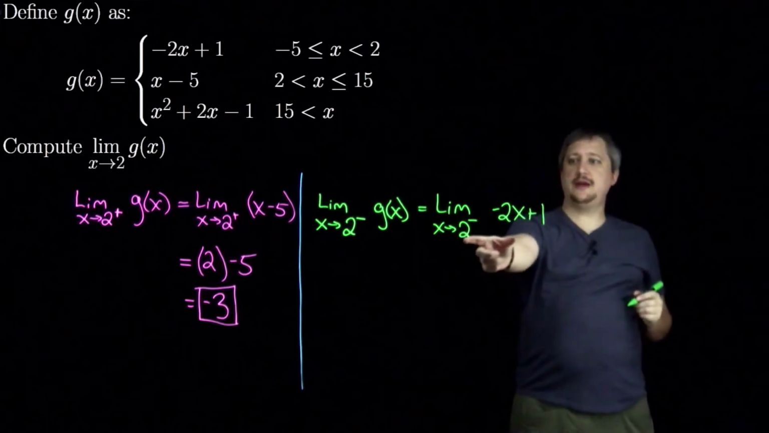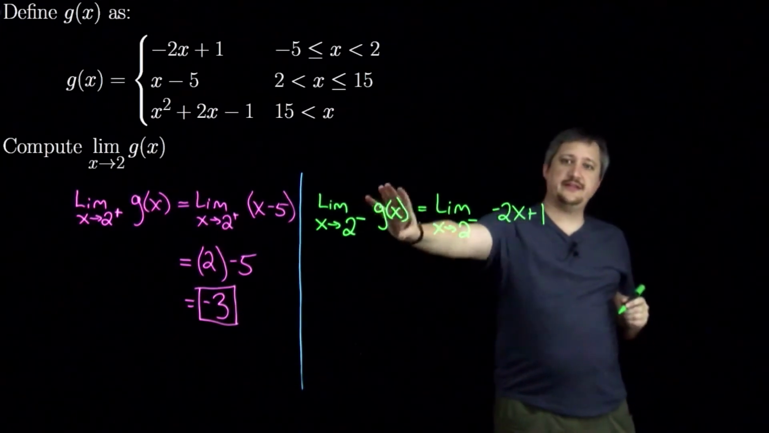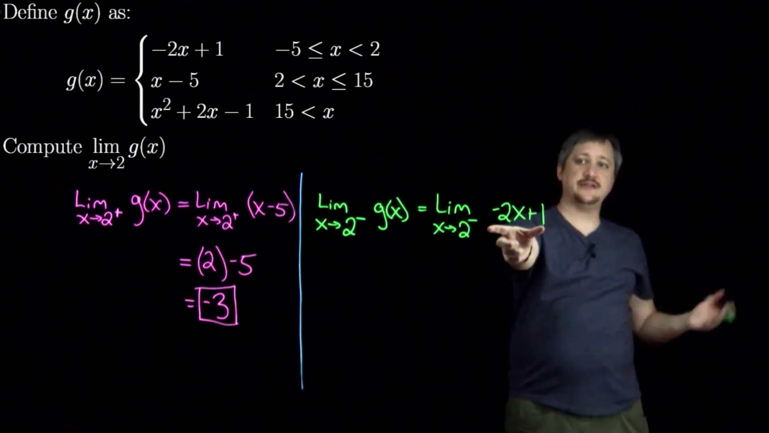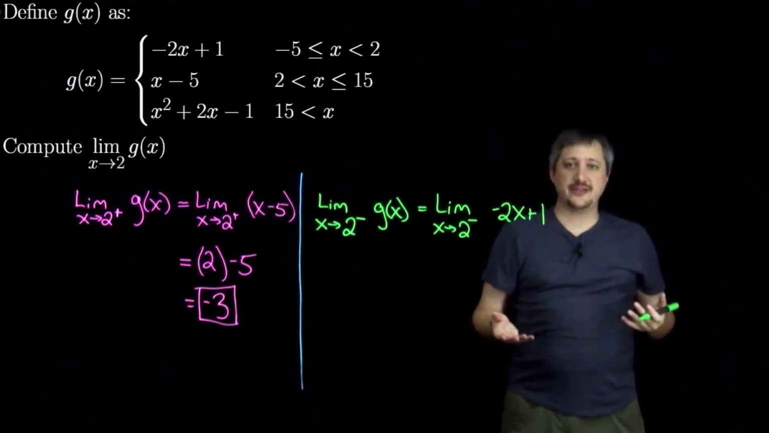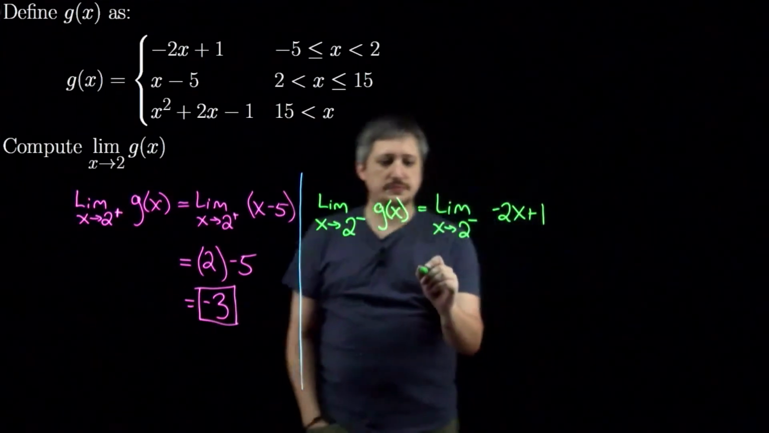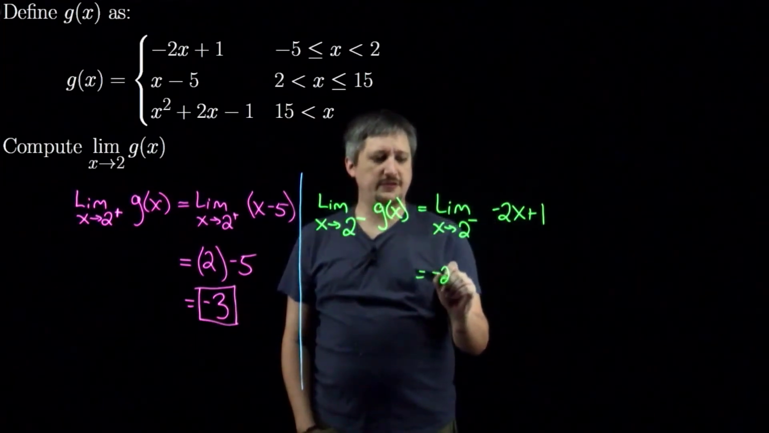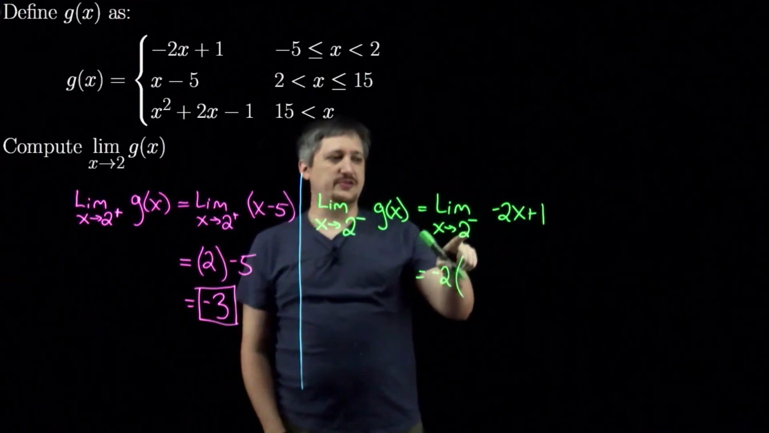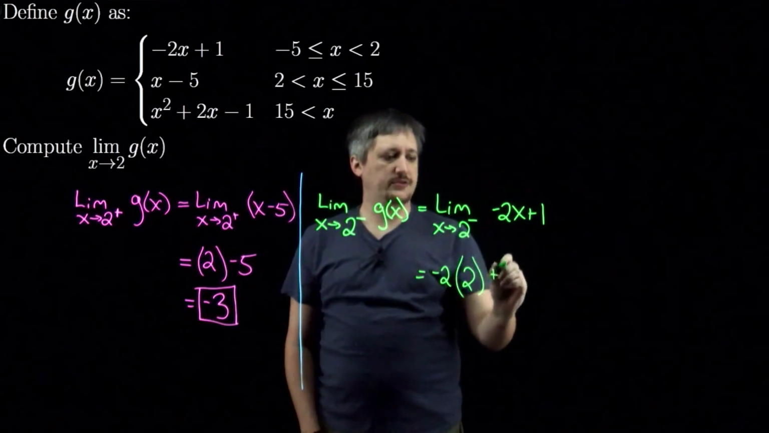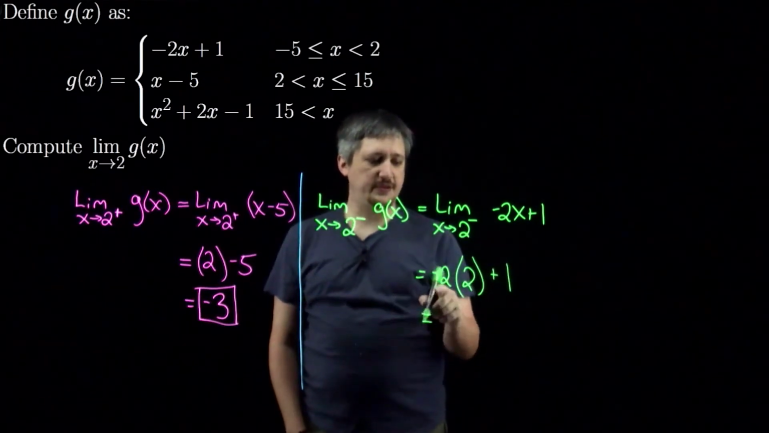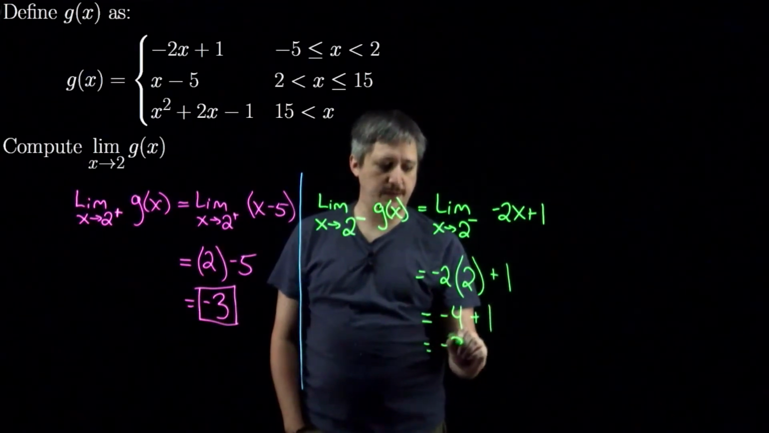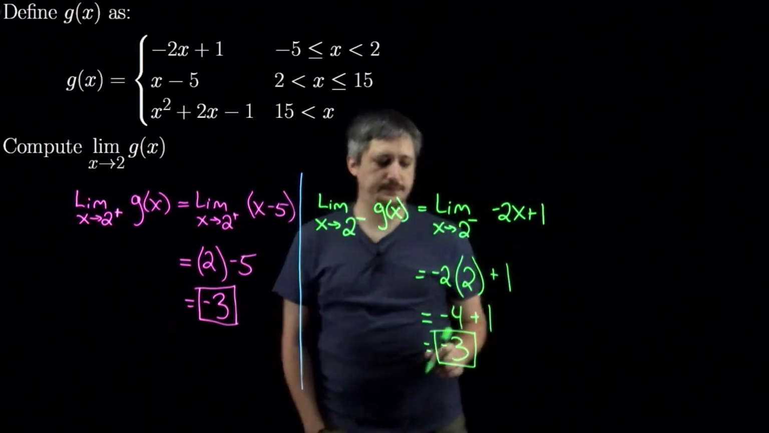Again, I can forget that it's from a g of x. I'm just looking at this thing. This thing is another line. It's a type of polynomial. It's continuous at that point. So that means I can just plug in 2, I can plug in where I'm going. So this is negative 2 times, and again, remember this is 2 from the left, not negative 2, so this is just plugging in 2, plus 1. Negative 2 times 2 is negative 4, plus 1, which is negative 3.